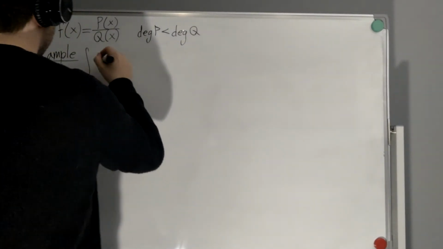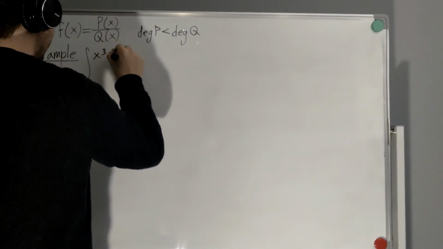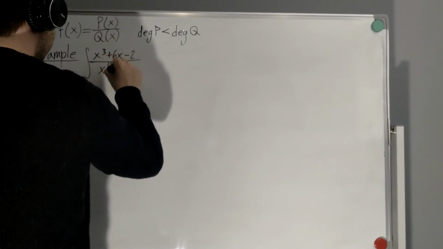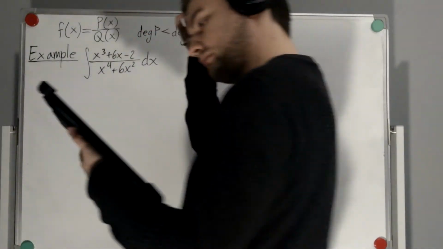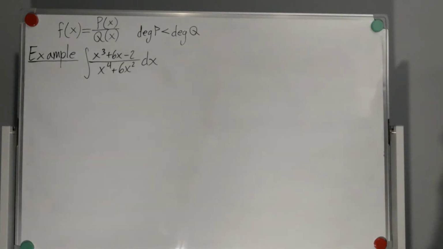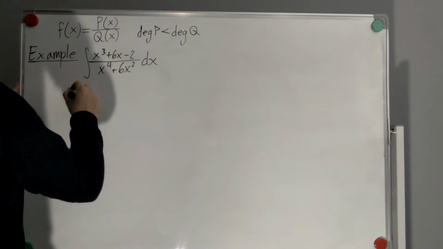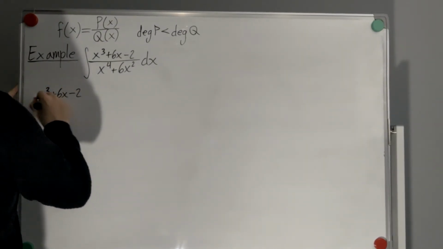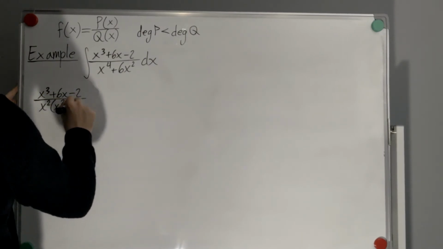So this one is going to be the integral of x cubed plus 6x minus 2 divided by x to the 4th plus 6x squared dx. Okay. Now this one, all right, let's factor the denominator at least. So we're going to get x cubed plus 6x minus 2 divided by x squared times x squared plus 6.